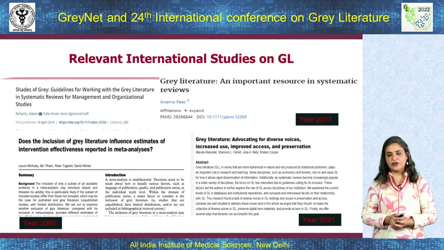These are some of the relevant international studies on grey literature that we found very important when we were doing this research. One is by Adams, the topic of his published paper was shades of grey. Another one was on effectiveness of the interventions when we consider grey literature for meta-analysis. The third one is the importance of grey literature in systematic reviews, and the last published paper is by librarians, where they advocate for diverse voices. It helps increase the use of grey literature, it offers improved access, and preservation of grey literature is important.